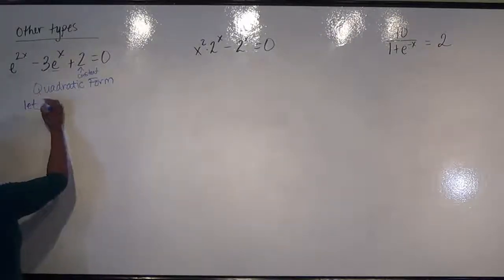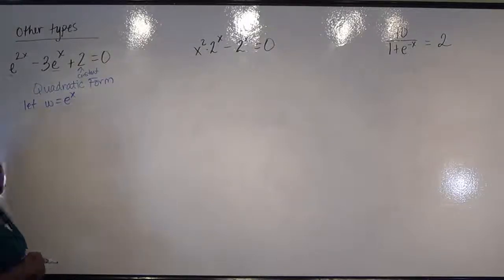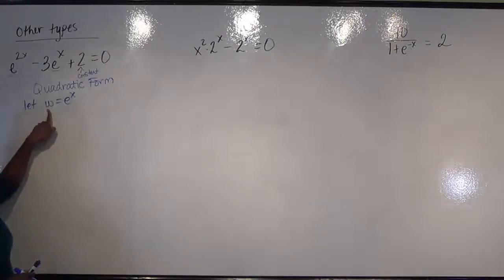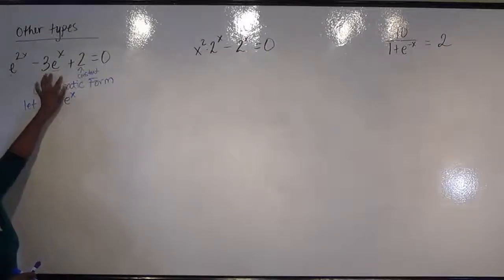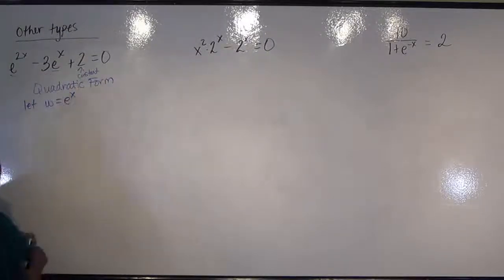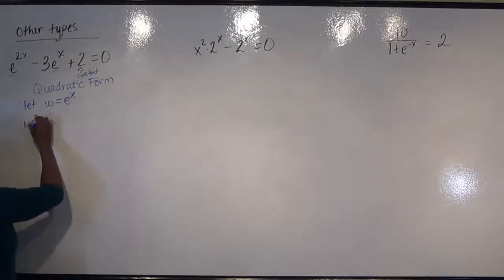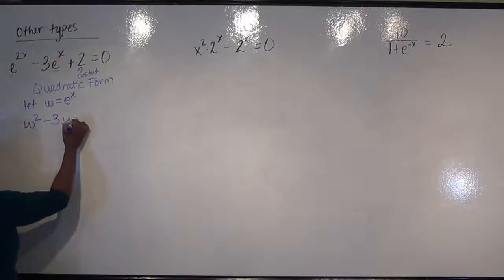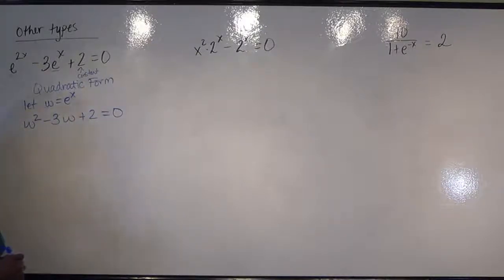I'm going to let, say, w equal e^x. I'm always going to pick a different variable, and I'm always going to let it be that second one, the smaller power of the exponential. If I do that, I can rewrite my equation, and we can see it's going to be w squared minus 3w plus 2 equaling 0. So just substituting in.